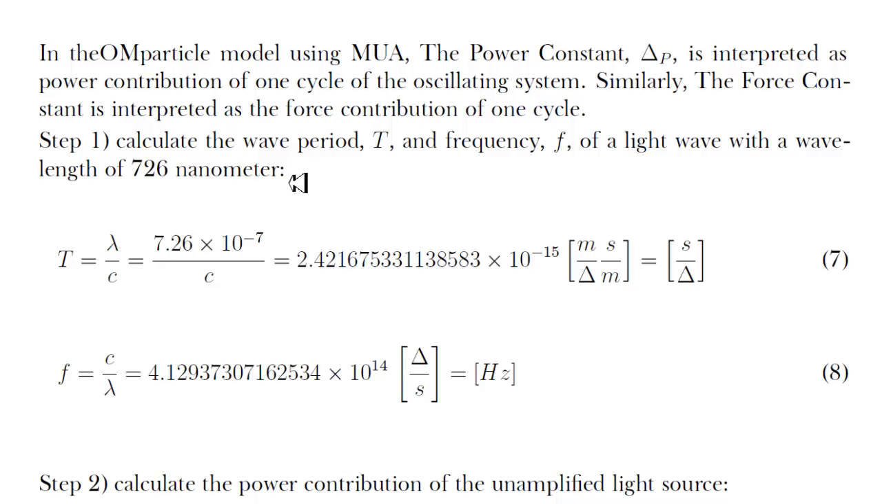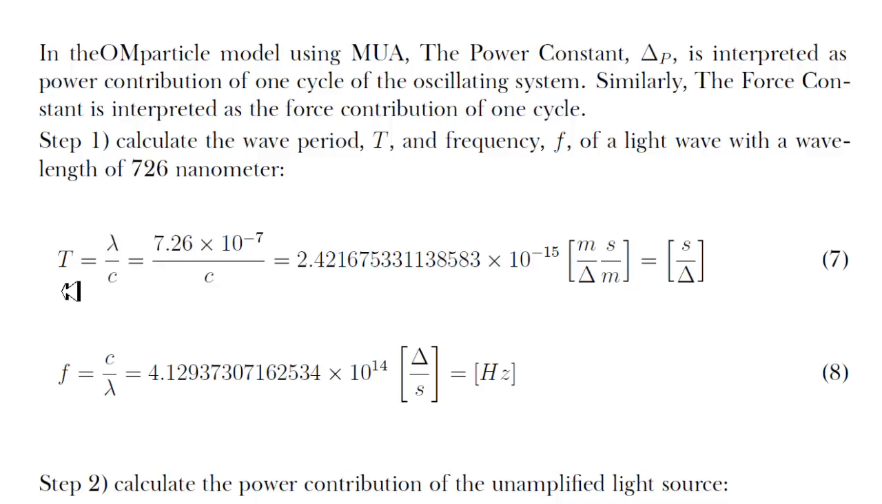Okay, so step 1 is to calculate the wave period and the frequency of the light wave using the wavelength of 726 nanometers. What I'm doing here is I'm going to be using the frequency term, but I'm also calculating the time period just for the sake of argument.